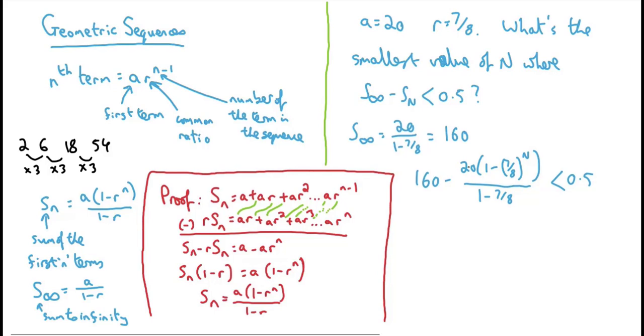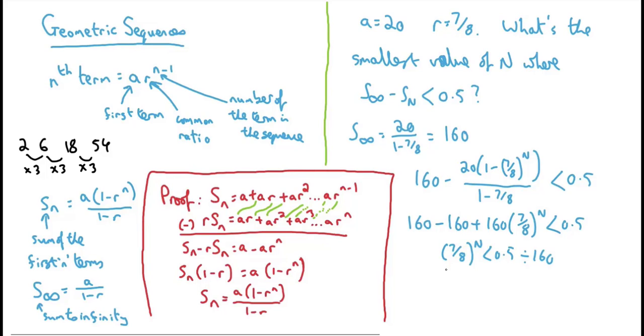Now we know that 20 over 1 minus 7/8 was 160. So strictly speaking it's 160 minus 160 times this bracket, so minus 160, minus minus becomes a plus, so 160 lots of 7/8 to the power of n, less than 0.5. 160 minus 160 cancels, so you just have 160 times 7/8 to the n less than 0.5. What we can do now is divide by this 160, so 0.5 divided by 160.